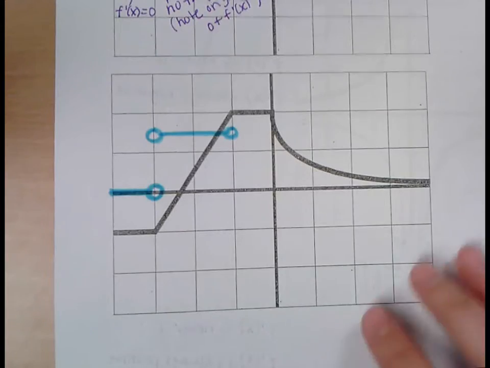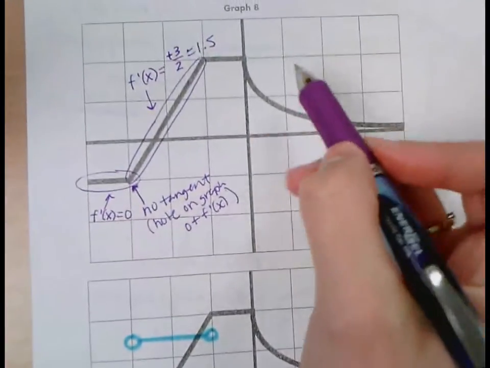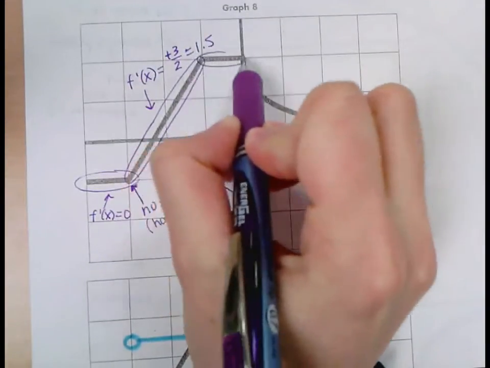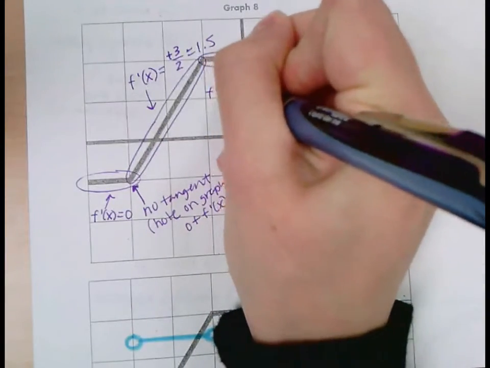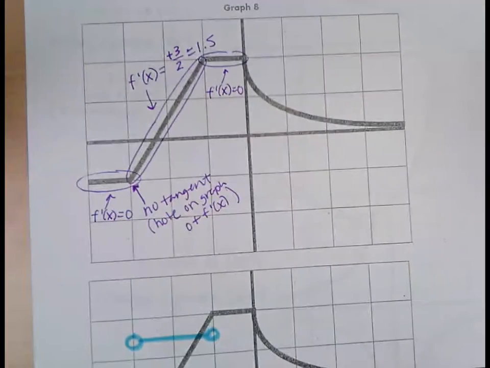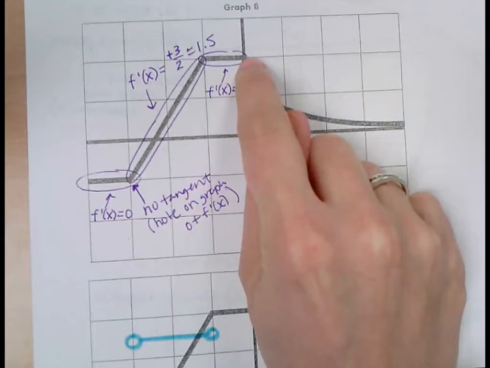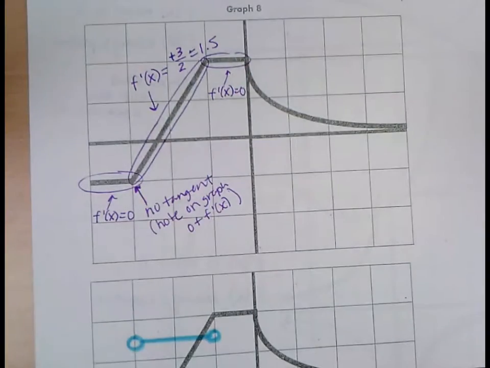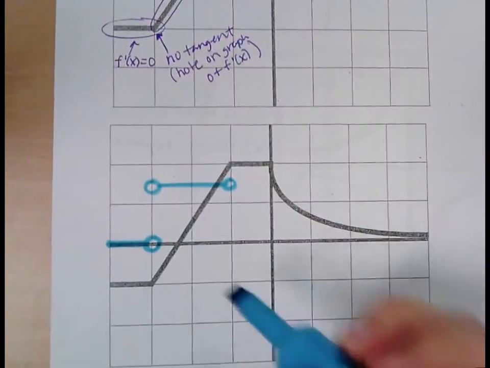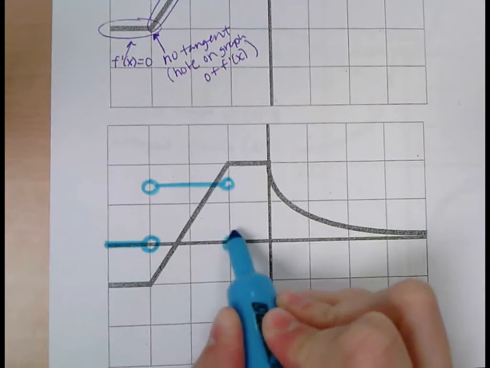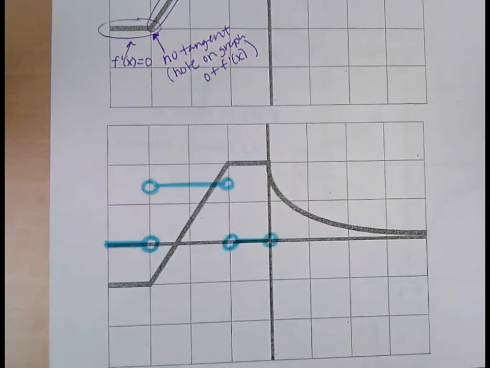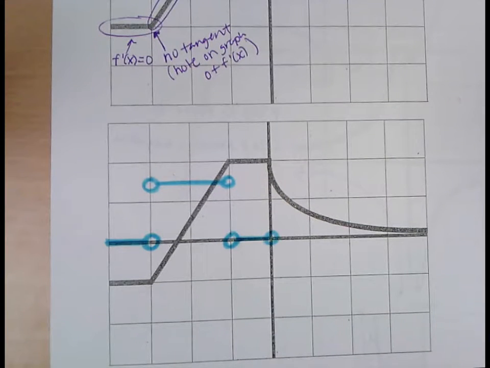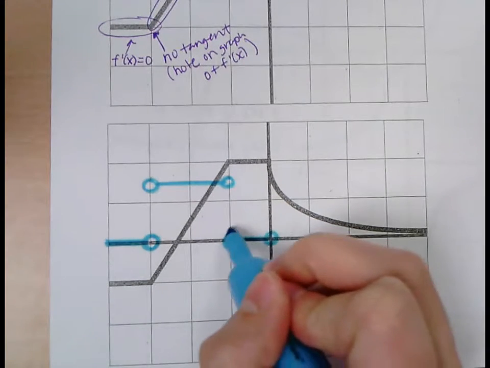And then we have another horizontal piece from -1 to 0. So again, here f prime of x will be 0. And there is another corner there at 0. There's another hole.